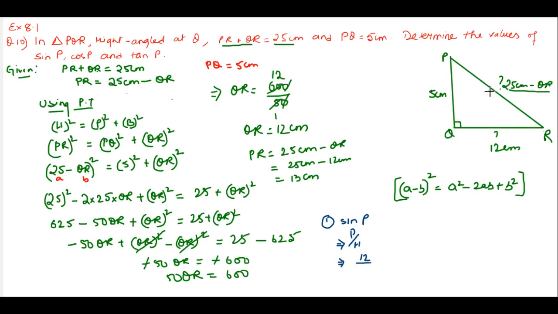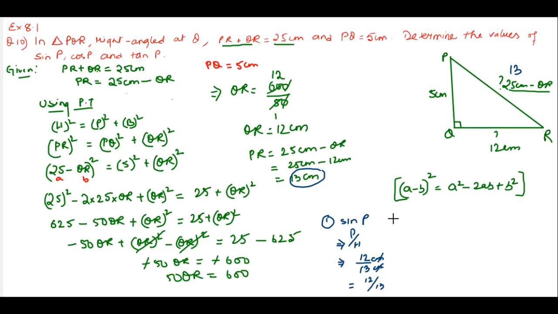So the side opposite the 90 degree is what? 25 minus QR, that is PR. So PR we got how much? PR we got 13, right? So now hypotenuse is 13. If you're writing centimeter, please cancel it out and then write down only the numerical value, okay? Because in a ratio we have only the numerical values.